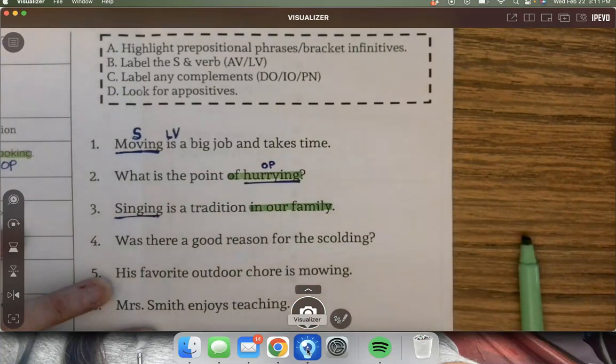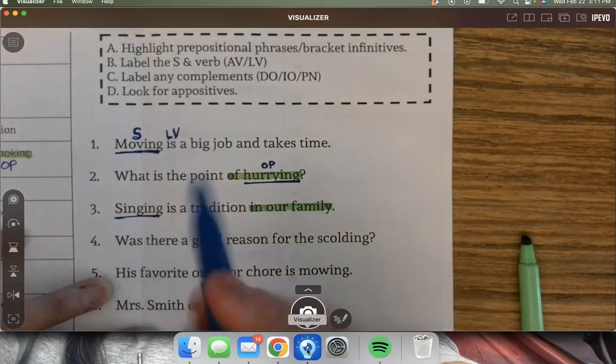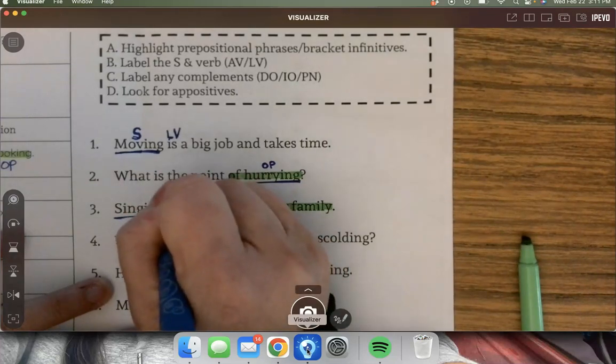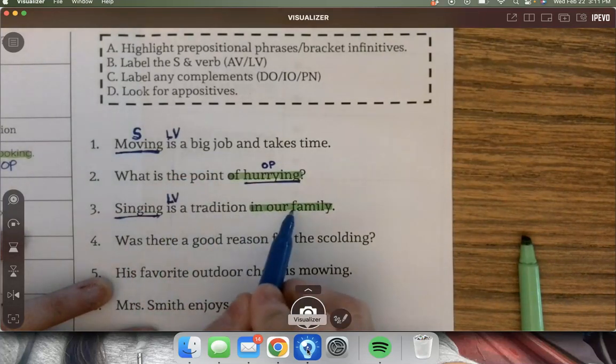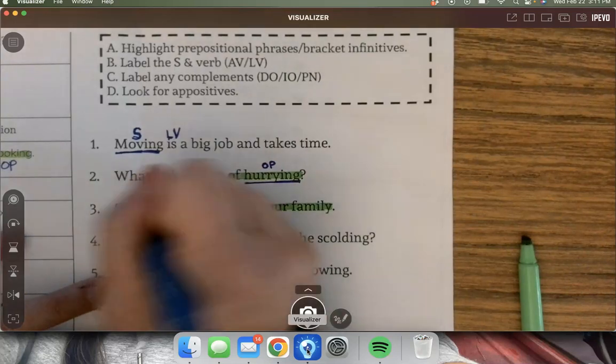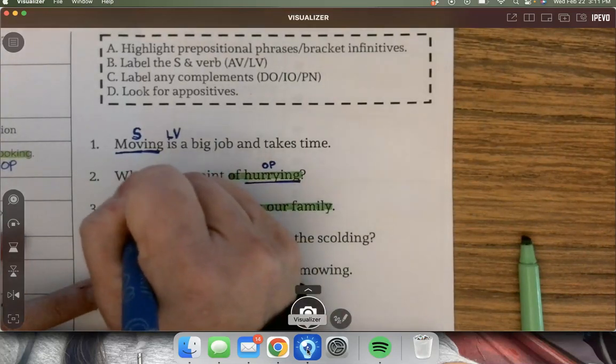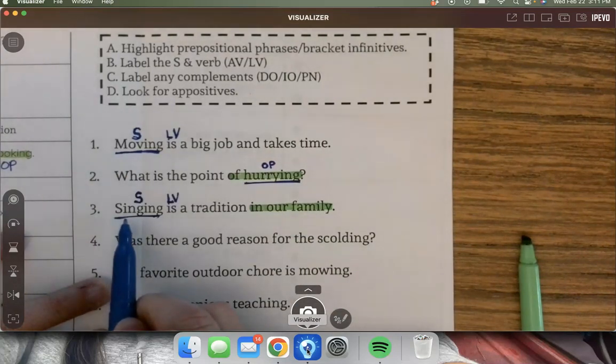So now I'm going to go look for my subject. What is the subject? Well, I'm not quite sure because that's confusing. Singing sounds like a verb, but I see the verb here is. Is, I know for sure, is a verb. So I might ask myself, what is a tradition in our family? Singing is a tradition in our family. So the subject of the sentence is my verbal here.